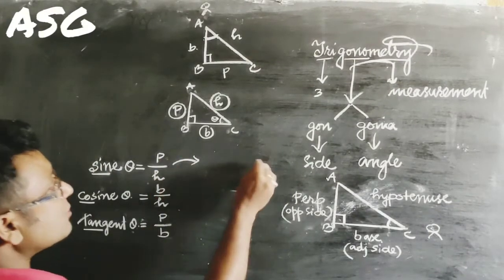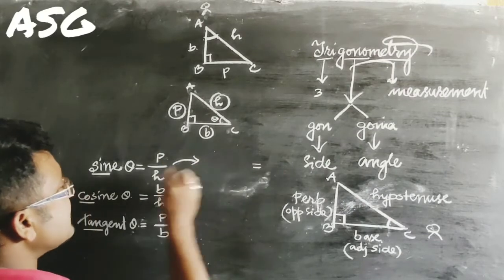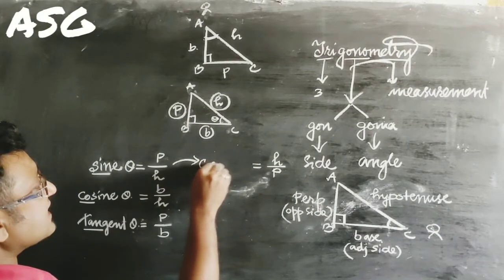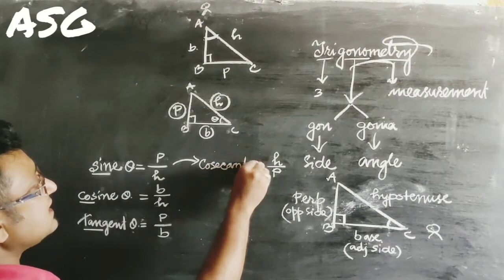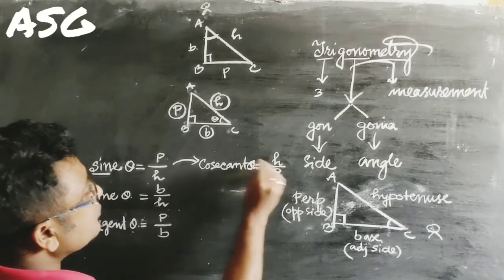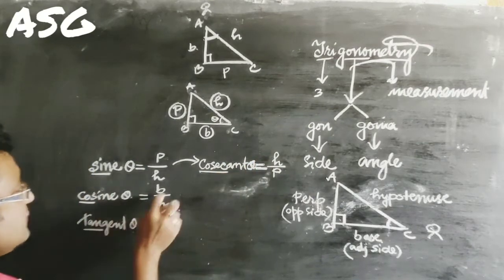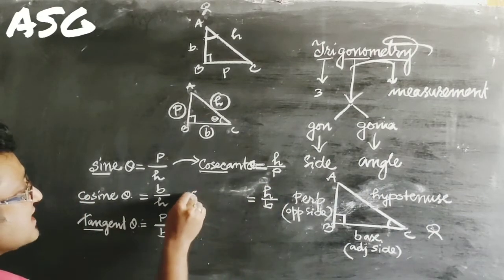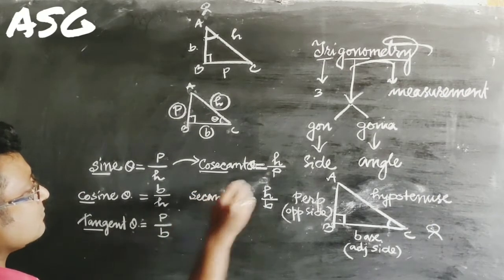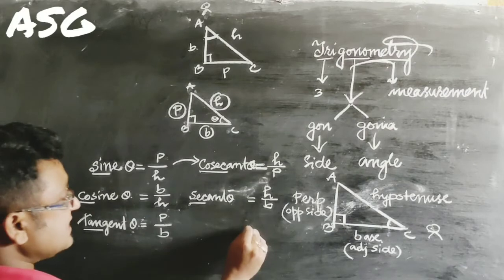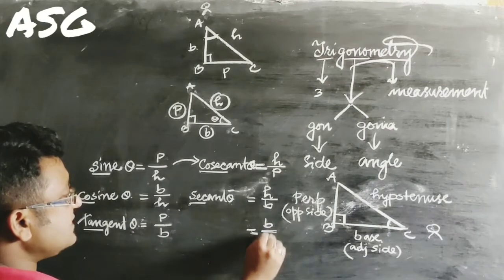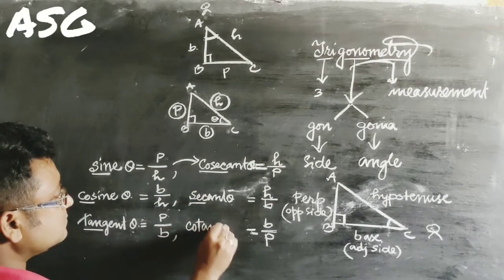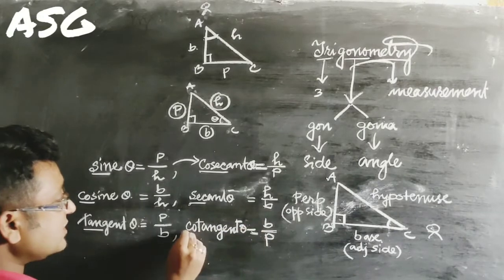If I take the reciprocal of it, reciprocal will be h by p. Then this is called cosecant theta. In short, we write this one as cosec theta. If you take b by h, I can take h by b here. If it is h by b, I am going to get secant theta. In short, sec theta. And if I take opposite of this, that is b by p, I am going to get cotangent theta. In short, we write cot theta.